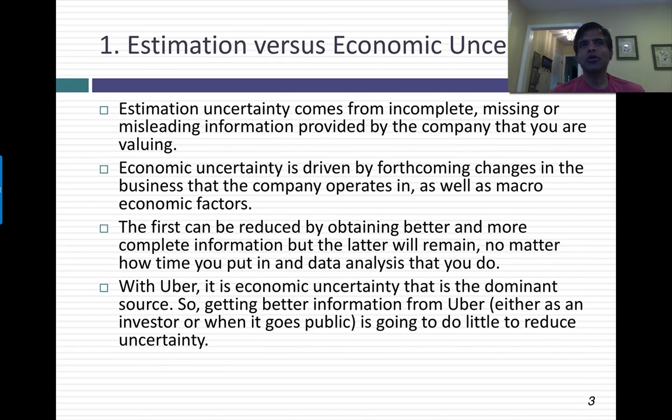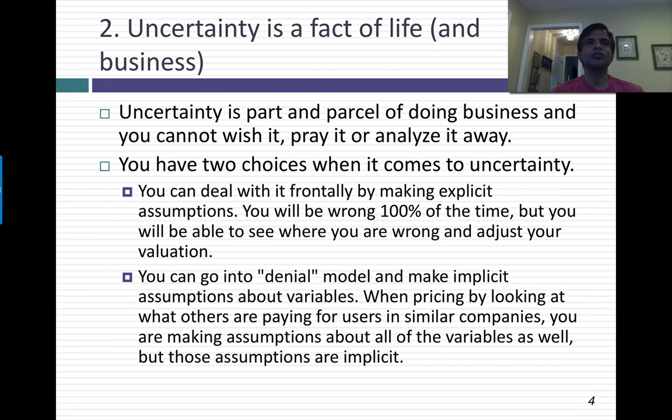You're saying, so what? Most of the uncertainty when valuing a company like Uber comes from economic uncertainty. It's not coming from estimation uncertainty. So even if Uber became a public company with all the information you think you will get, don't expect to wake up one day with a lot more precision and certainty in your valuations. So to me, it helps me be realistic about the fact that uncertainty is not going to go away.